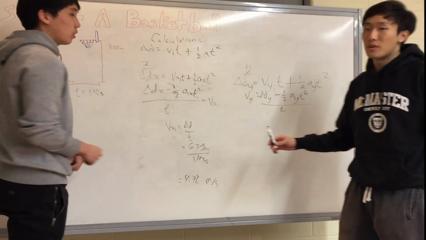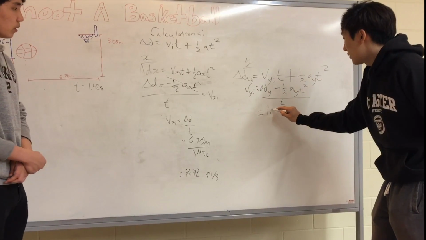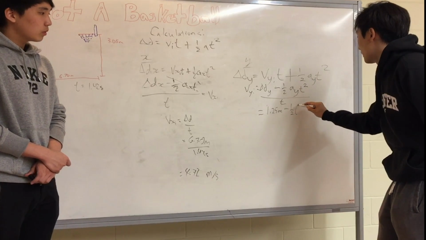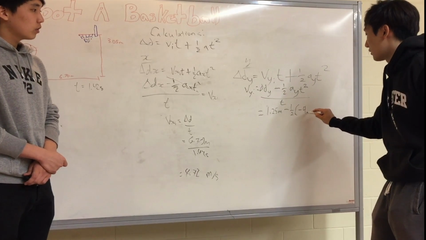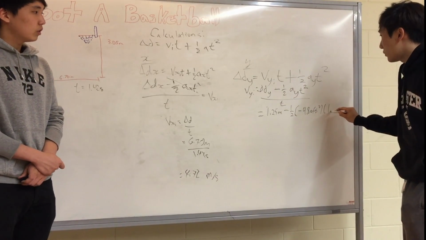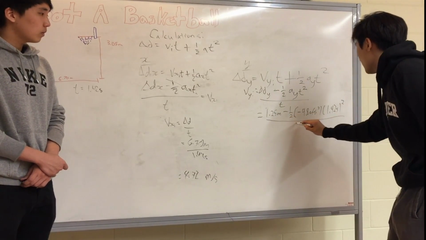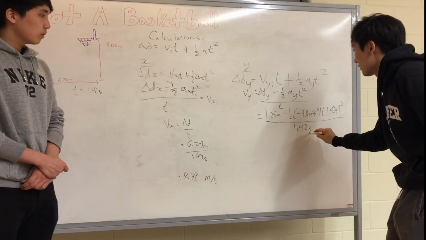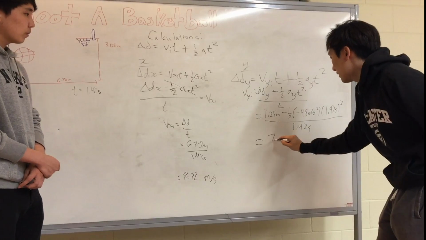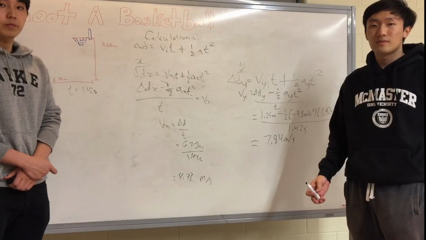And so doing the same for the y component, we rearrange the formula. So once again, we just input our values. Our delta y displacement was 1.25 meters, minus 1/2, and the acceleration in the y direction was negative 9.8 meters per second squared. And the time we found was 1.42 seconds, and that value is squared. And that is all over the value of time, which is 1.42 seconds. And so after we calculate this, the velocity in the y direction turned out to be 7.84 meters per second, and that is in the positive direction.